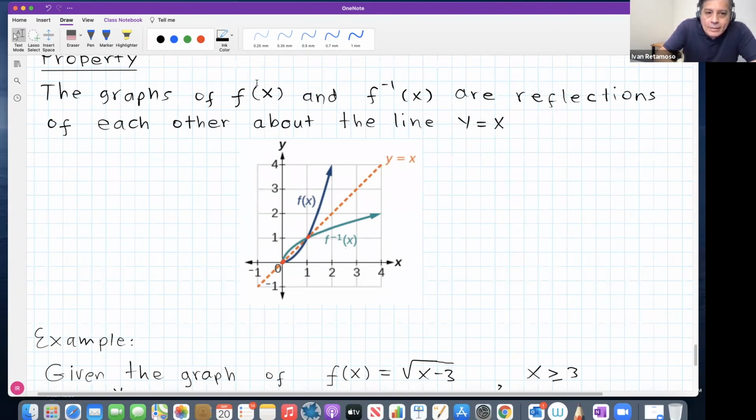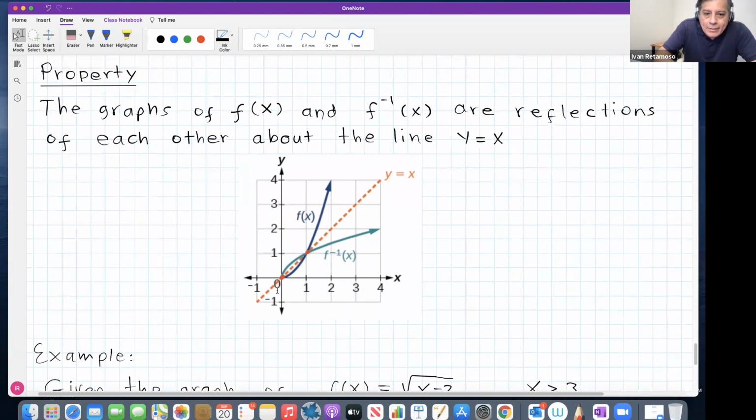And what this property is saying is that when you graph the original function, let's call it f of x, and when you graph the inverse function of f of x, f inverse of x, the two graphs are mirror images of each other with respect to this diagonal line, y equal x. Reflections of each other about this diagonal line.